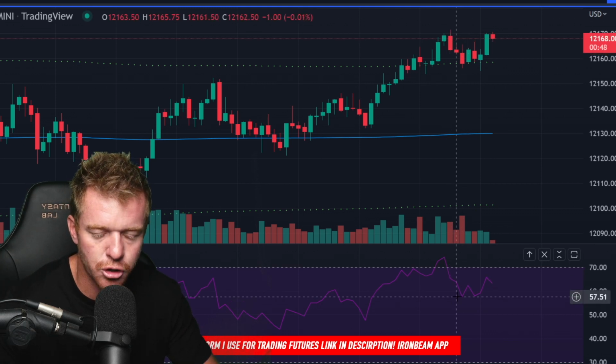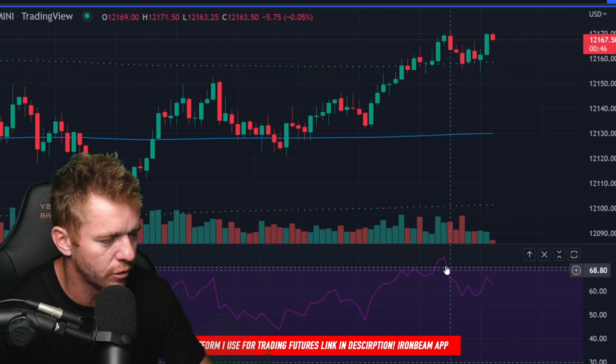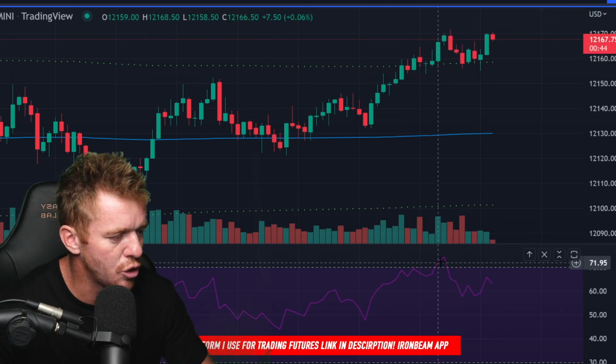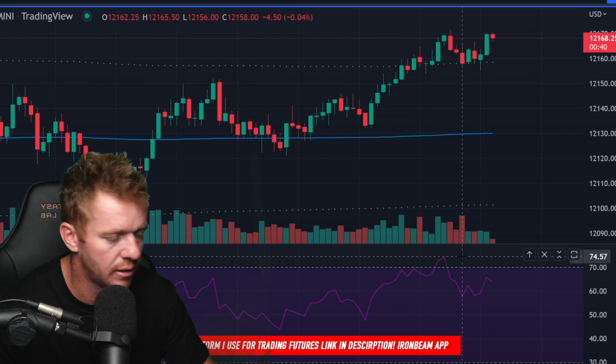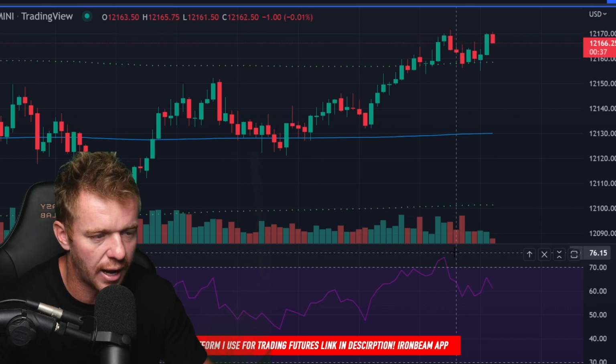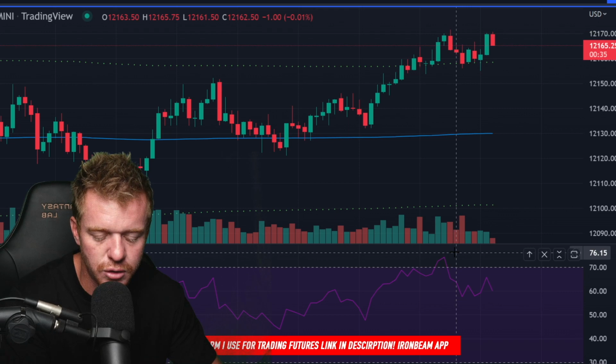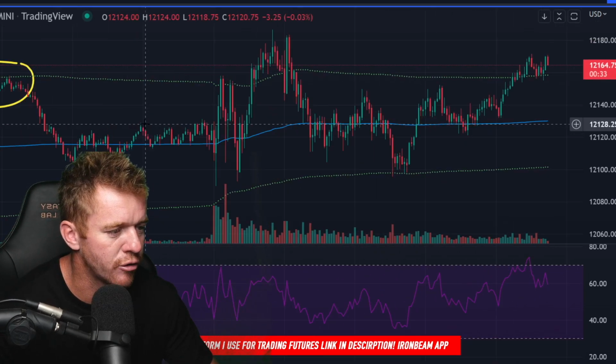So either for a short or for a long opportunity, let's say you're looking to get long up at this level, would you want to get long when the RSI is sitting right there at 75? I think that's another good example of why this RSI can be so useful for trading intraday, things like that.